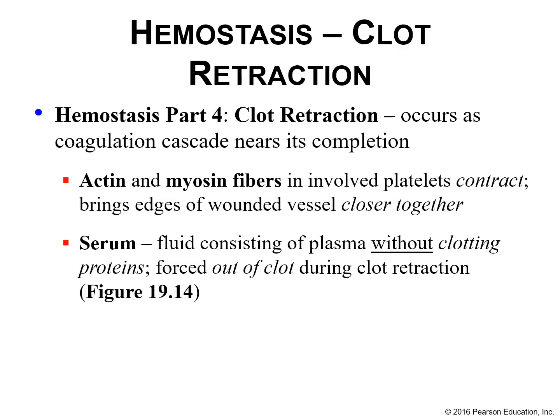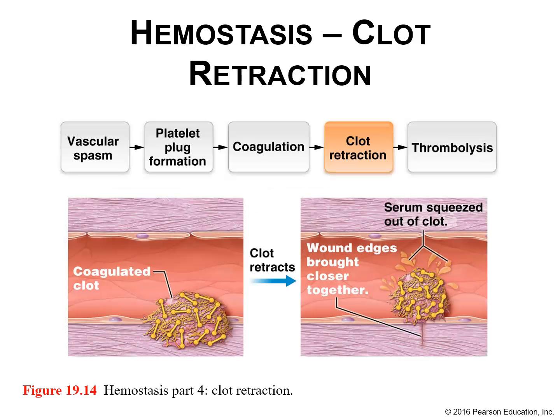Serum is referred to as a fluid consisting of plasma without the clotting factors, the clotting proteins. And the serum is then forced out of the clot during retraction of the clot. That's that clear fluid that's exuded out of an injured blood vessel. So that's what we refer to as clot retraction, and that helps bring the edges of the wound closer together. And the serum is then squeezed out of the clot.